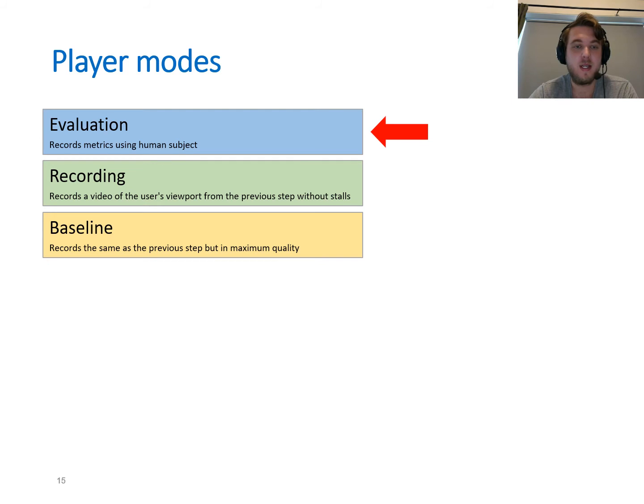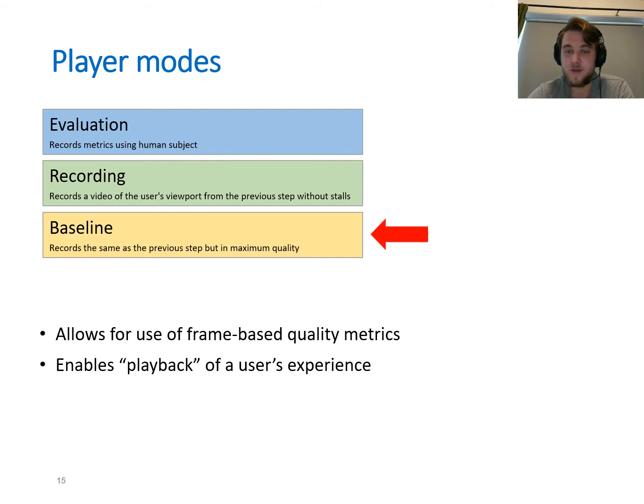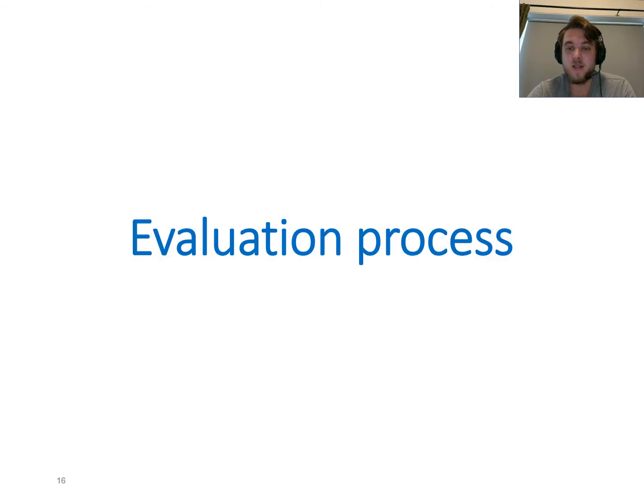And then the recording mode, which records a video of the user's viewport from the previous steps without any stalls that might have occurred in the first step. And then we have the baseline, which does the same as the previous, but in the maximum quality instead of the quality actually viewed by the viewer. And this is what allows us to use frame-based quality metrics such as multi-scale structural similarity, and also enables playback of a user's experience, so you can view back what the viewer actually saw if that interests you.